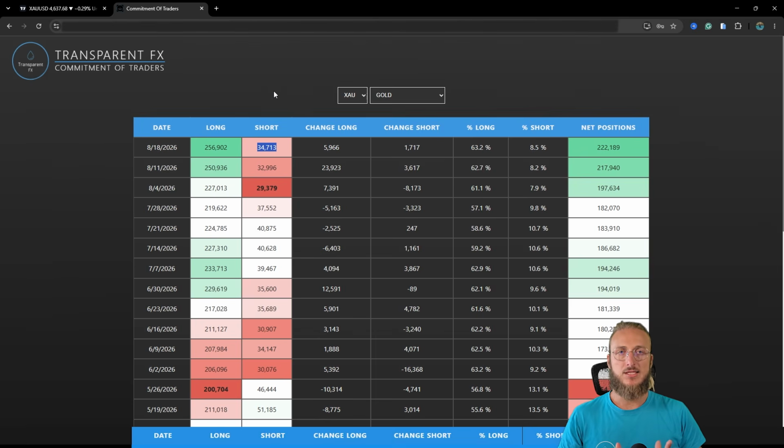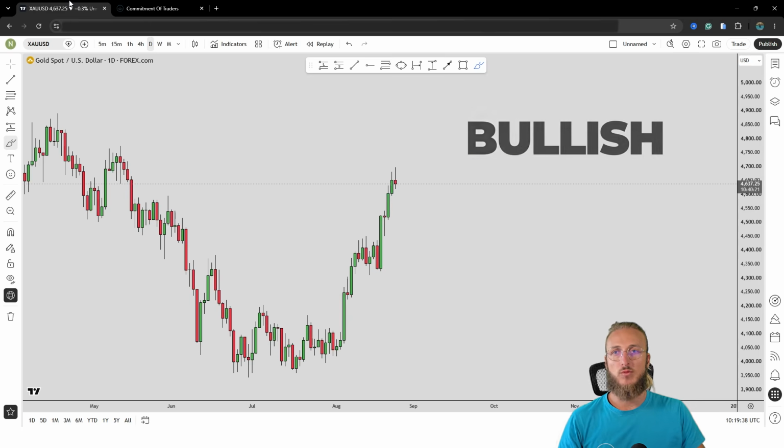So clearly institutions are now building up their long position once more, so protecting that uptrend, as we were saying when we were looking at the market on the monthly. So everything here looks quite bullish. Let's keep that in mind and move back to the chart.